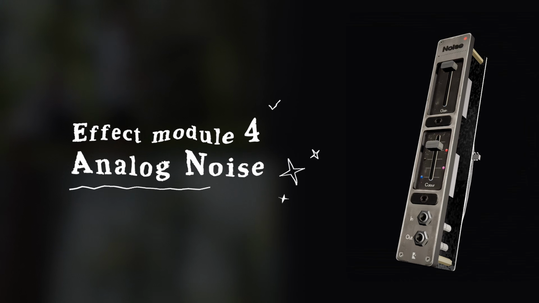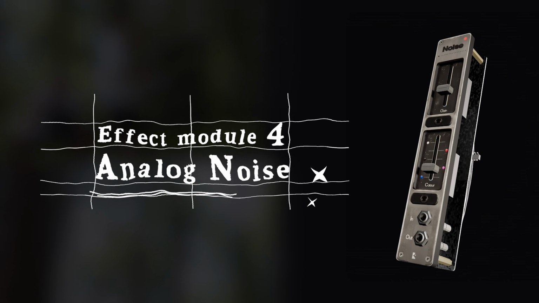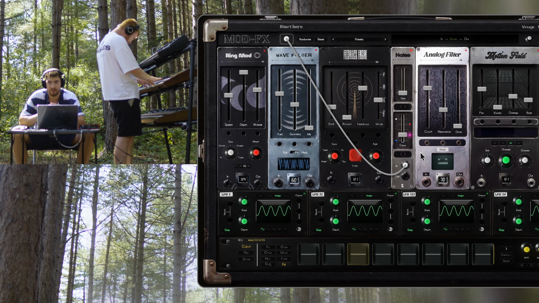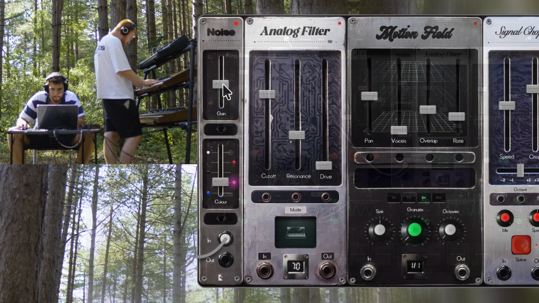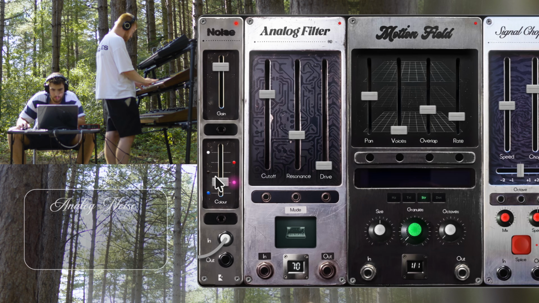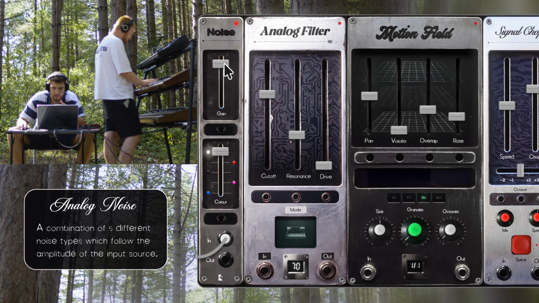Next up, we got noise. This one's quite a straightforward module, man. A lot of people know what noise is, but I'm gonna go through it anyway. We have 5 different colors or noise types, I guess. So I'll bring this gain up here. Yeah, we have white noise.